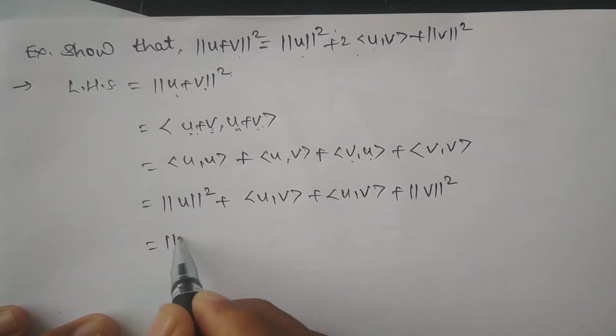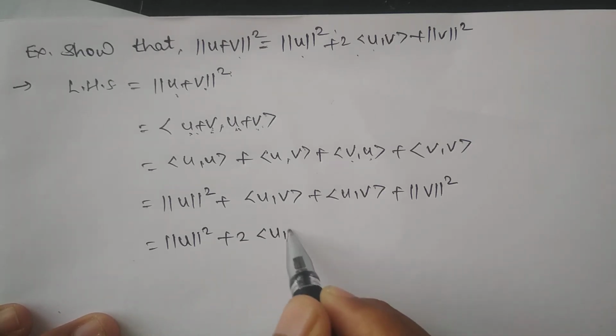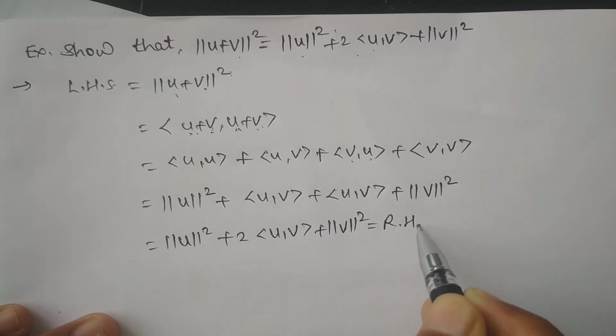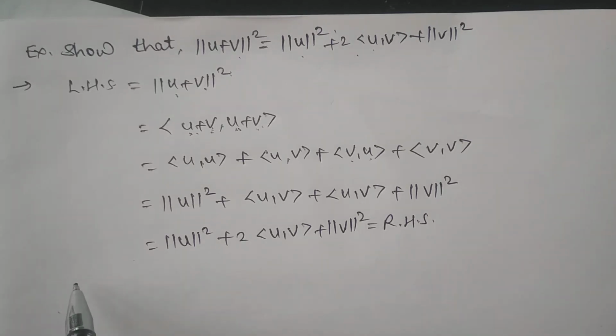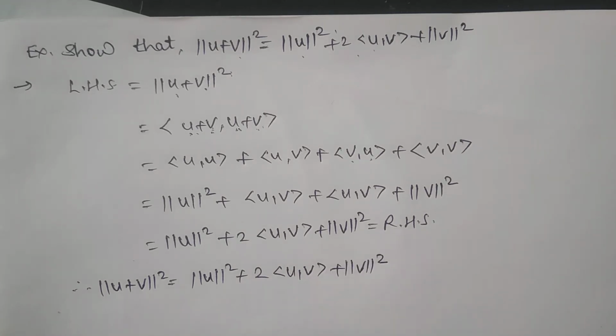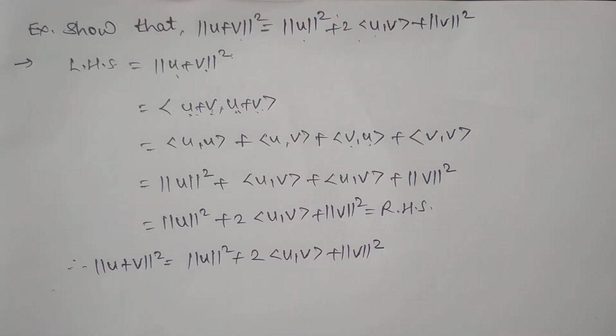So this is equal to norm of u square plus 2 times the inner product of u comma v plus norm of v square, that is nothing but the RHS. So therefore we proved here norm of (u plus v) square equals norm of u square plus 2 times the inner product of u comma v plus norm of v square. That is the proof, and these are the examples on the inner product space.